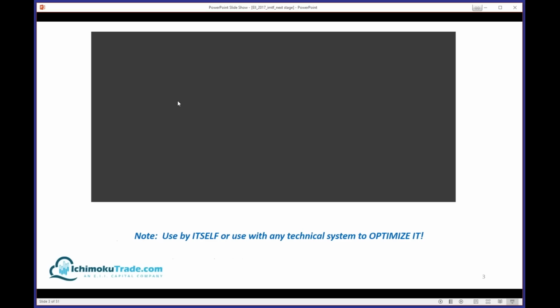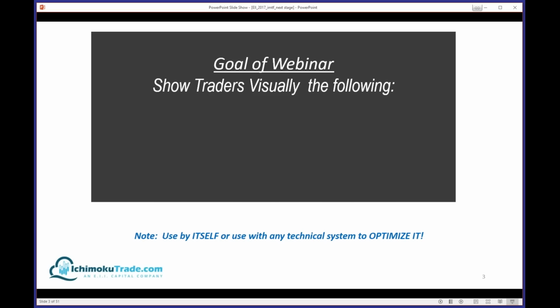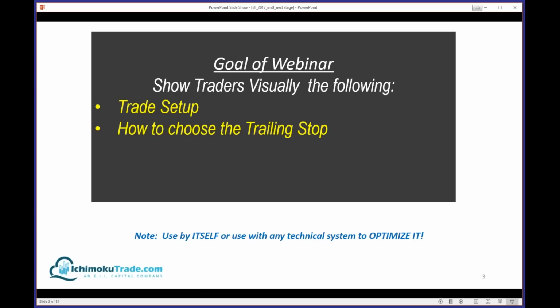Okay? So what are we going to cover in this workshop? In this workshop, we want to show traders visually how to trade. Not going through calculations anymore at all. We want to show you visually how you could trade. So you're going to know exactly where the trade setup's going to be. You're going to know where the trailing stop's going to be and how to use it. You're going to know how to determine targets, something that we have not discussed up to this point.